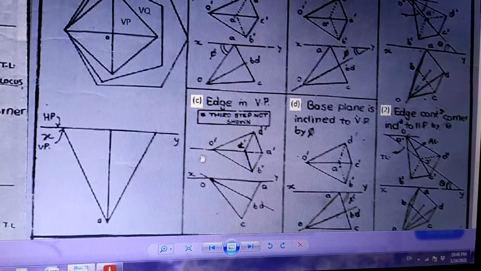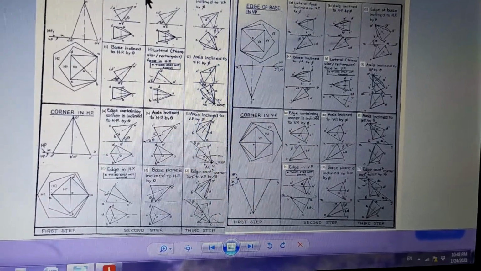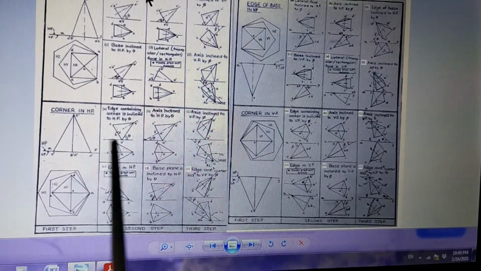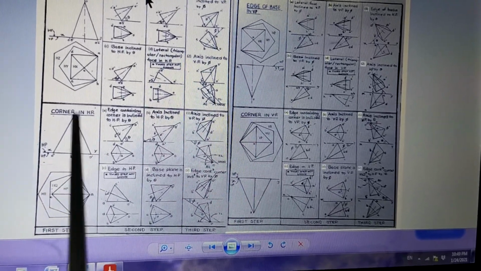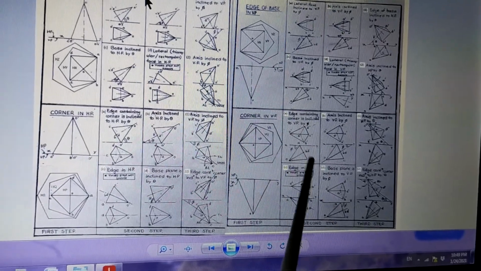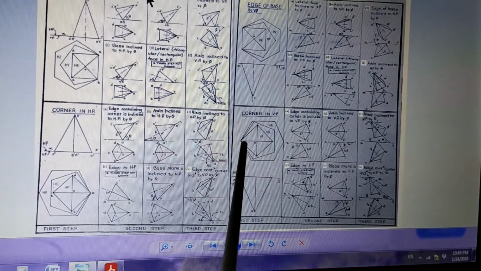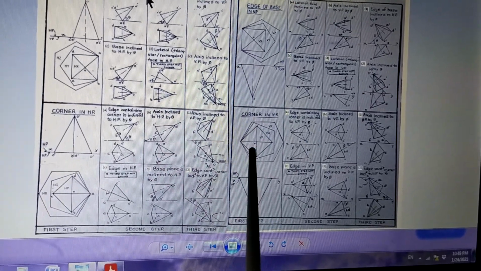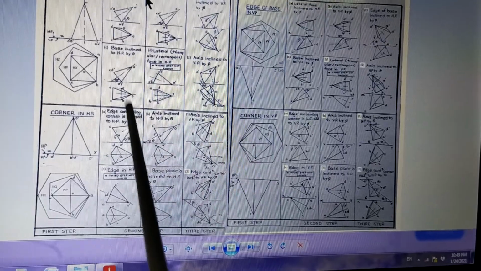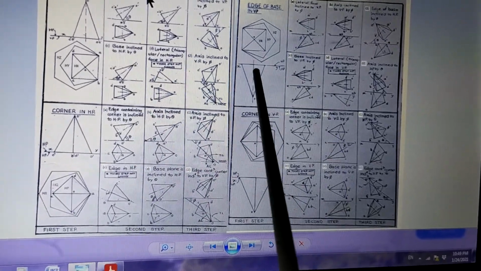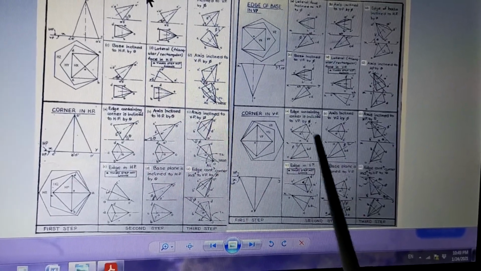Now I'll take you back so that you can realize how the chart is made. This entire thing is resting in HP. And in HP, two types: resting in HP on edge, resting in HP on corner. Here, resting in VP: resting in VP on edge, resting in VP on corner. So they are the four possibilities, and in each possibility there are four ways in which you can incline. Right? So this is how it is.